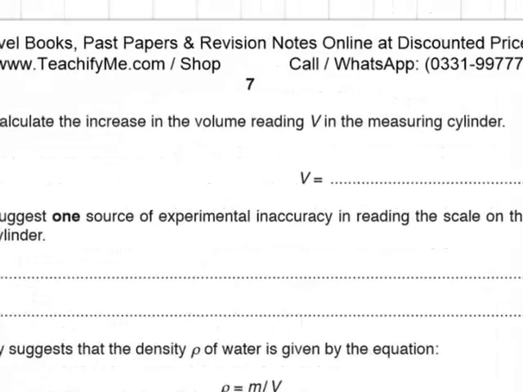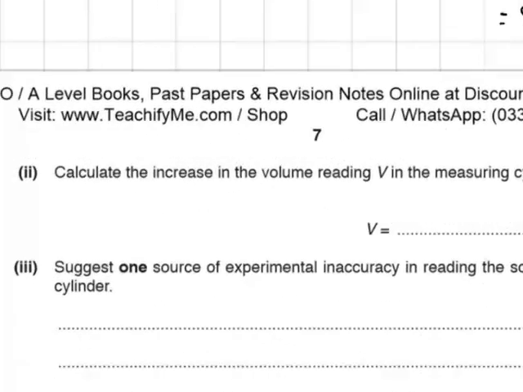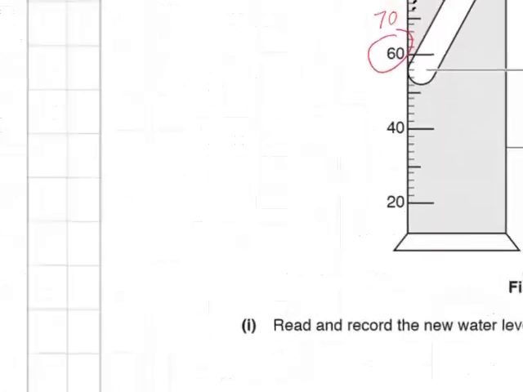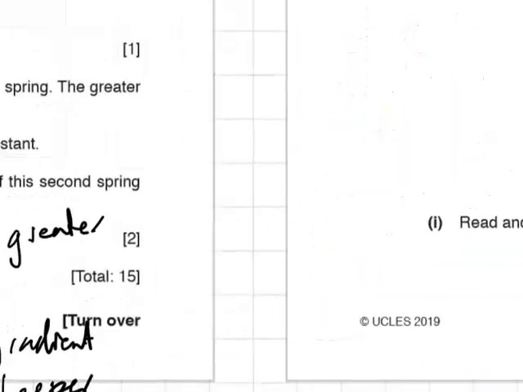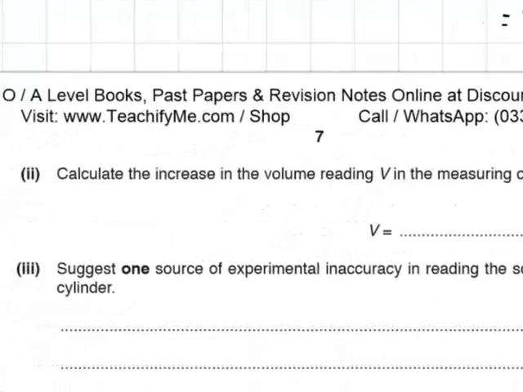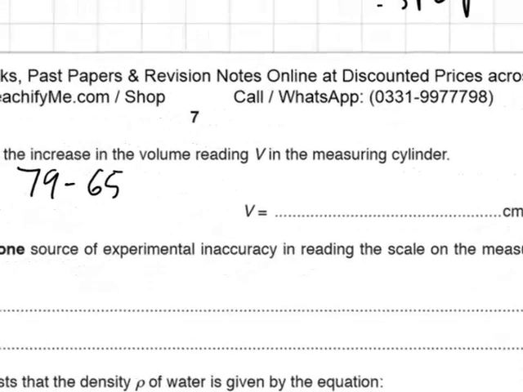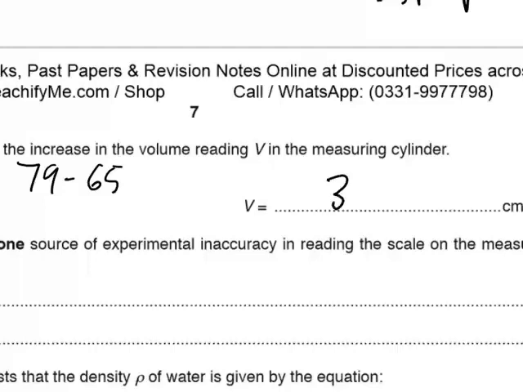Next one, calculate the increase in volume reading, V. Did I put 79? Yes. 79 and 65. So the increase is 79 minus 65. So basically the answer will be 14 centimeter cube.